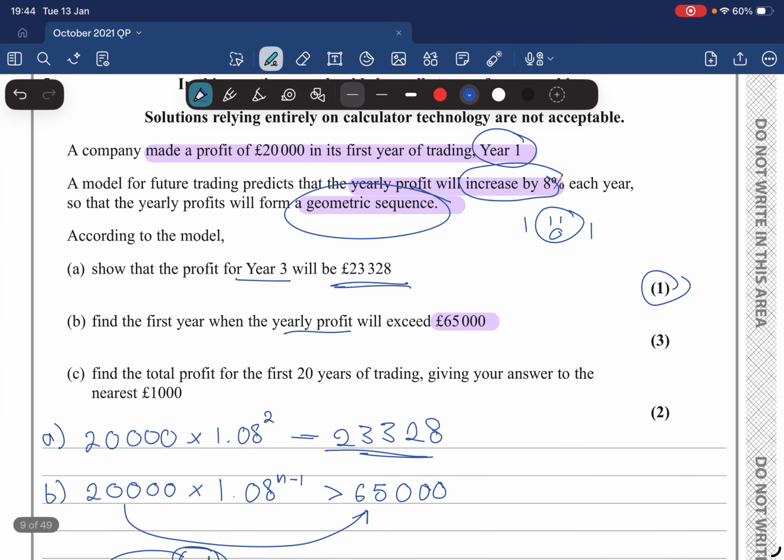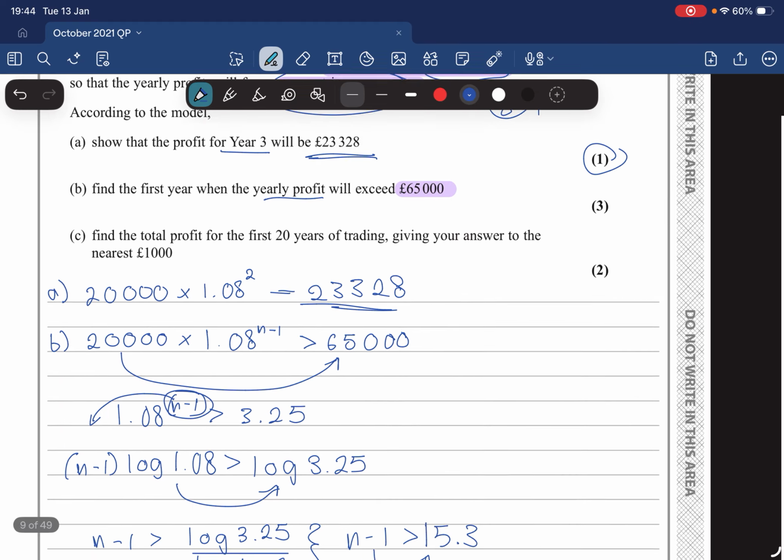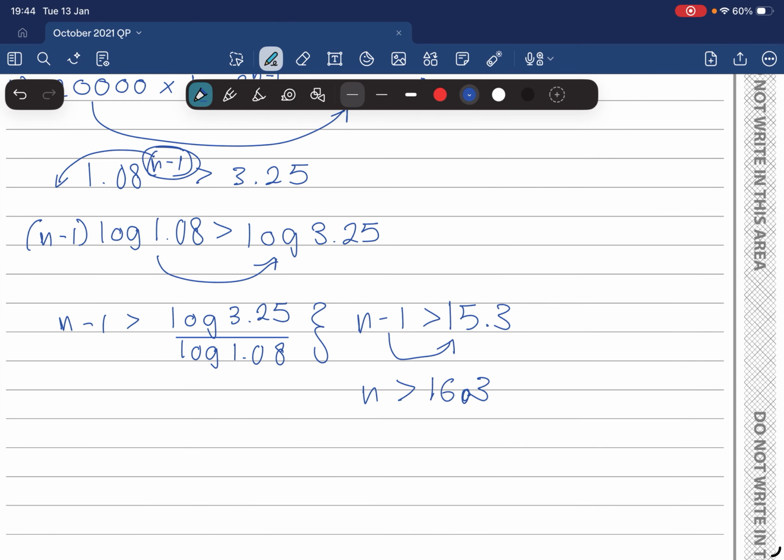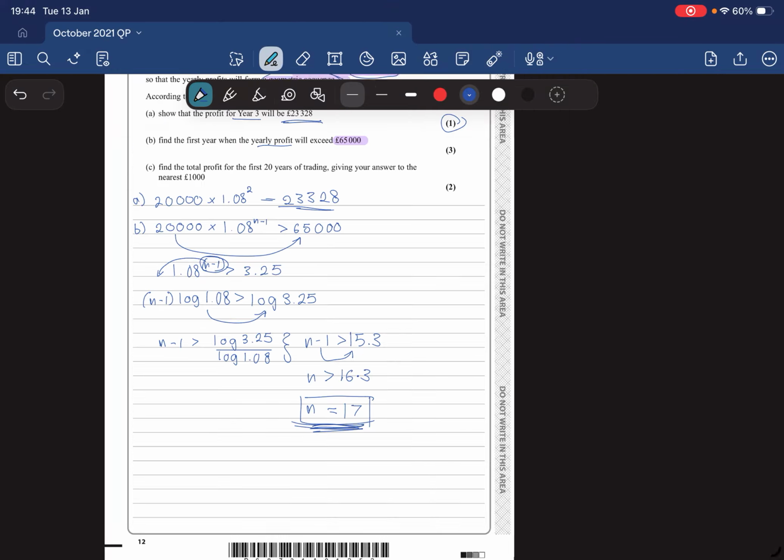And now it's asking for a year. With the year, you've got to make it a whole number. So n is equal to 17, because you can't have 17.3 of a year. So there we go.